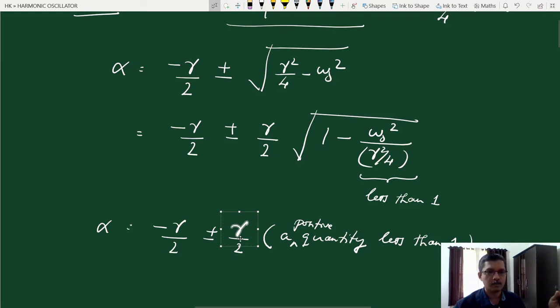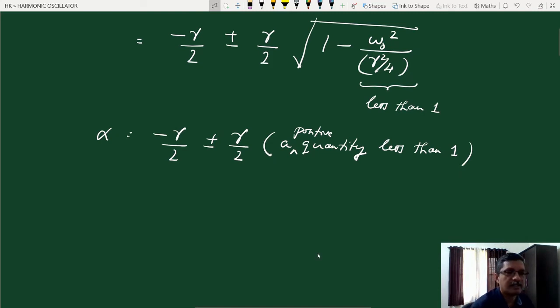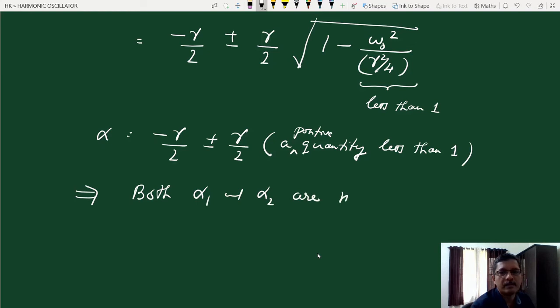So when you choose the upper sign plus, the resultant alpha value is negative. When you choose the lower sign minus, definitely it is negative, because minus 10 minus 2 is minus 12. In the first case it is minus 10 plus 2, that is minus 8. So in either case the value of alpha is negative, which implies both alpha 1 and alpha 2 are negative.